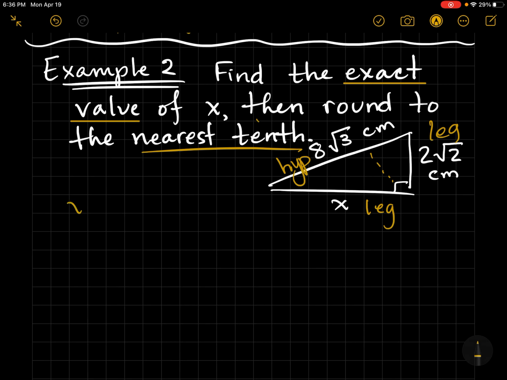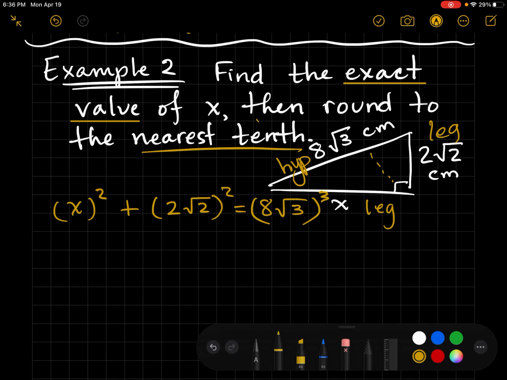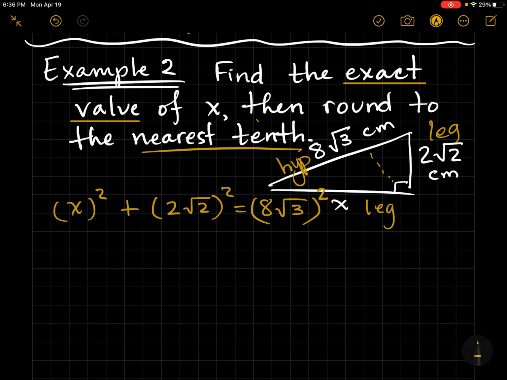So here I'm going to say leg squared plus leg squared equals the hypotenuse squared. And notice I'm putting parentheses around these. For x squared, we don't really need it, but here you must be careful. So that's 2 squared, and then we square that radical. So here, 2 squared, and then radical 2 squared. Equals, distribute: 8 squared, and that's radical 3 squared.